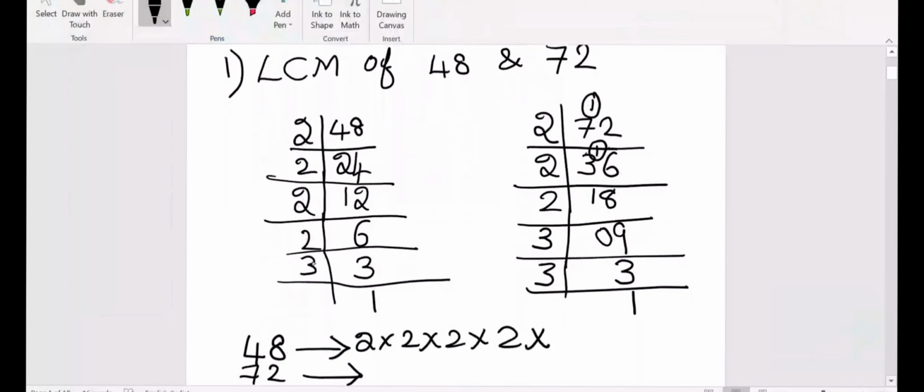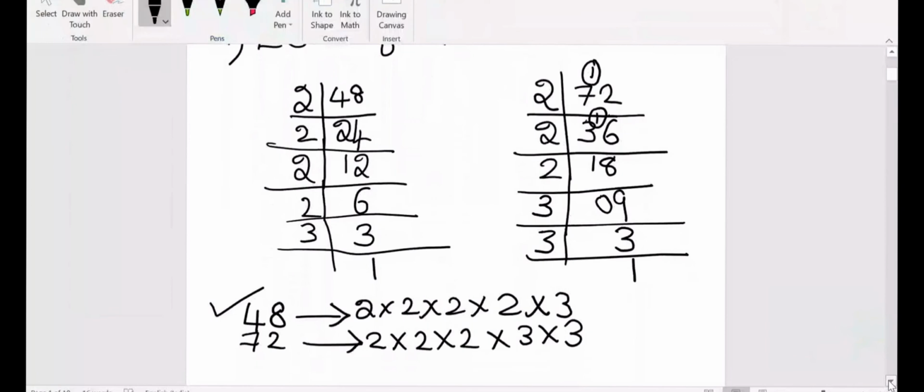Into 3 into 1. The 1 there is no need to write, so I will leave it. I'm writing only 3 here. So this is done. Next I'm taking 72. 2 is repeated thrice here, so I'm taking 2 three times. Fine. Next, 3 is repeated twice, and I'm taking this. Whatever multiples I have used here as divisors, I have taken here.